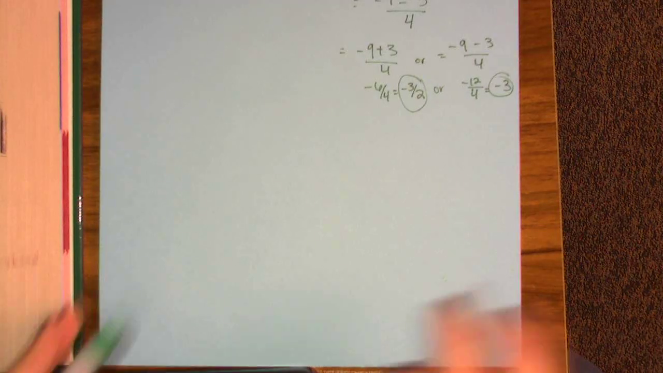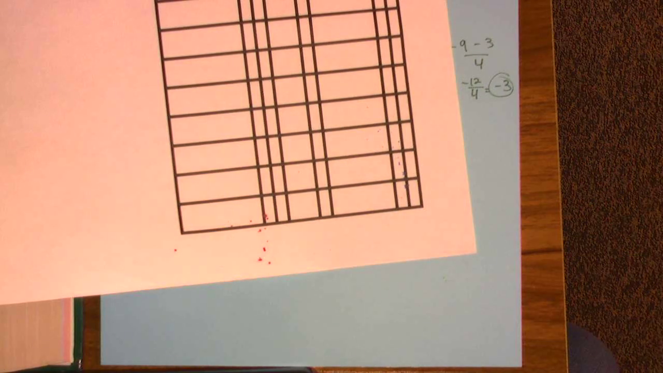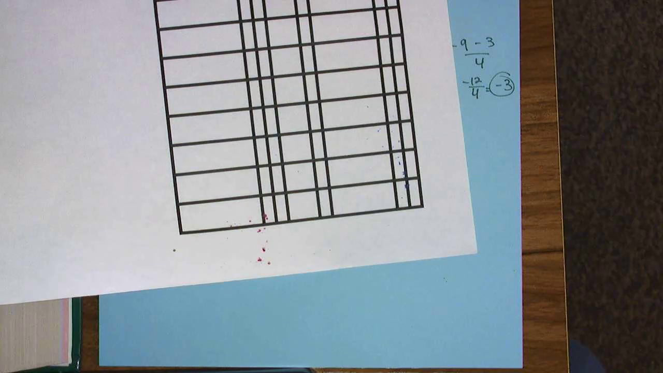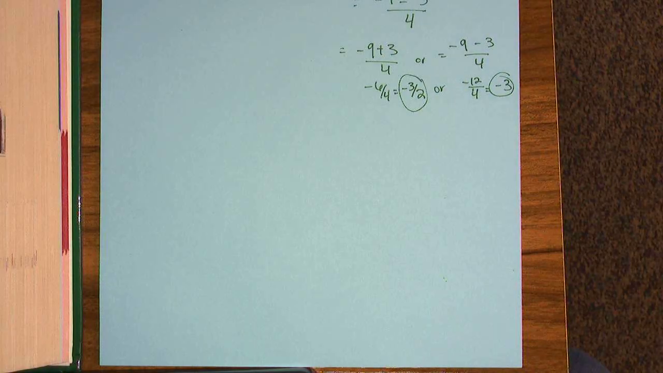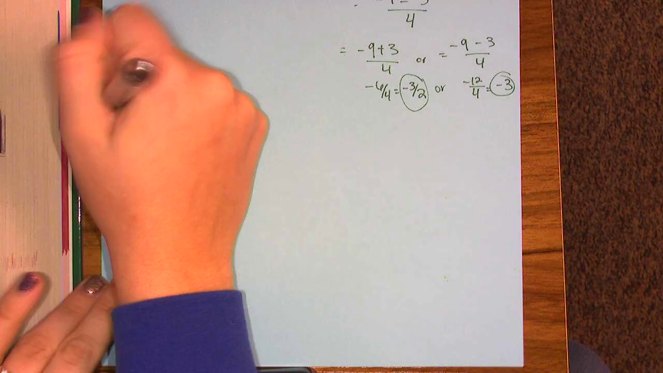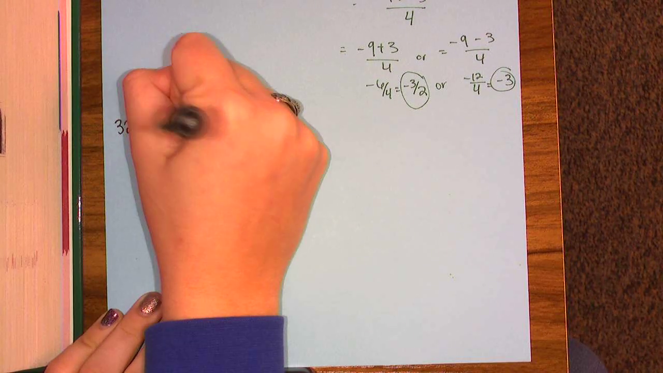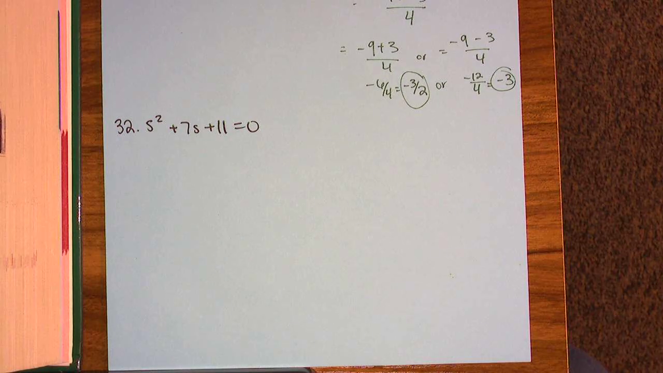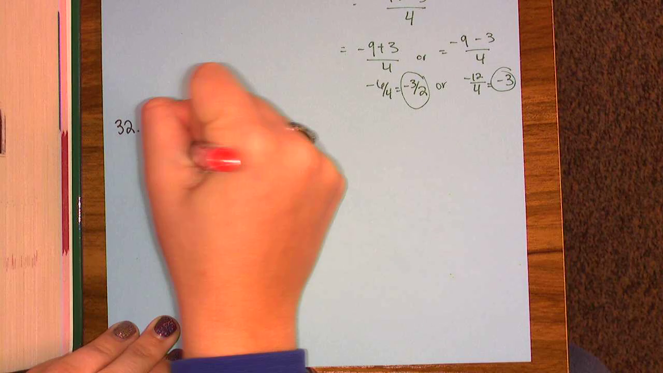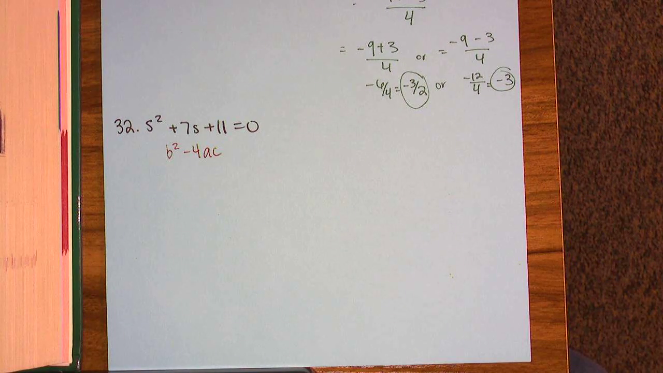Let me focus this back in because it's getting blurry again. We're going to start with 32. So this one is s squared plus 7s plus 11 is equal to 0. So all I need to do is the b squared minus 4ac part. And then if that's greater than 0, we have two real solutions. If it's equal to 0, we have one real solution. And if it's less than 0, we have two imaginary solutions.